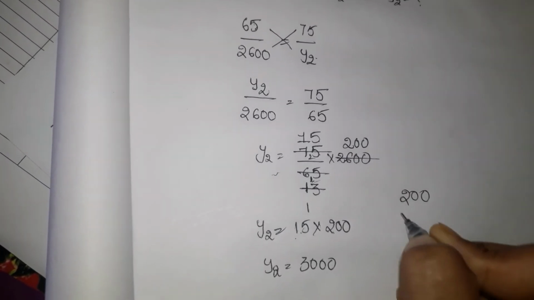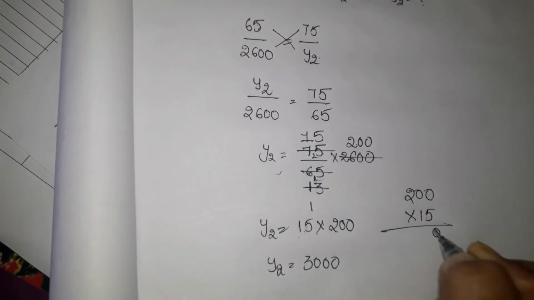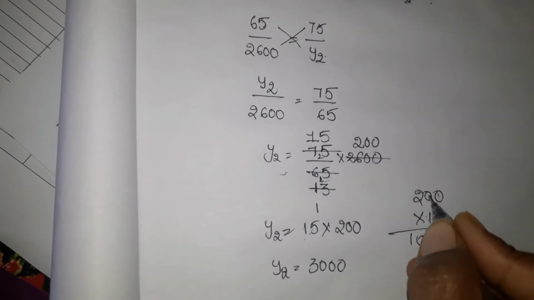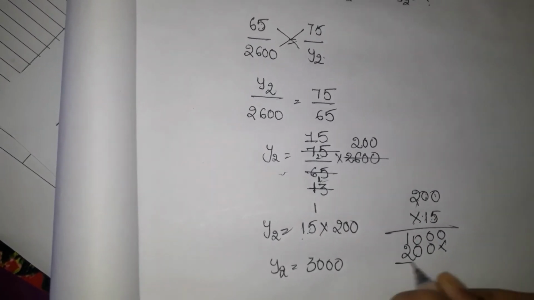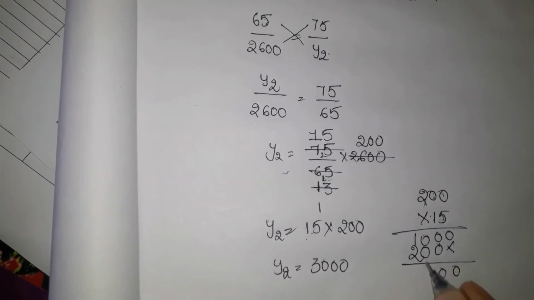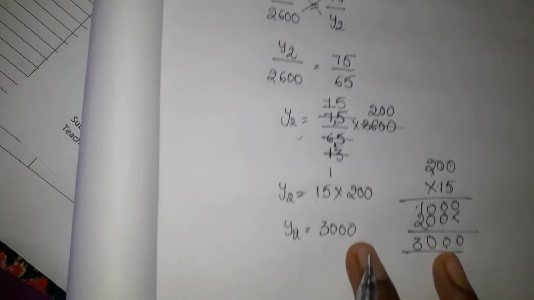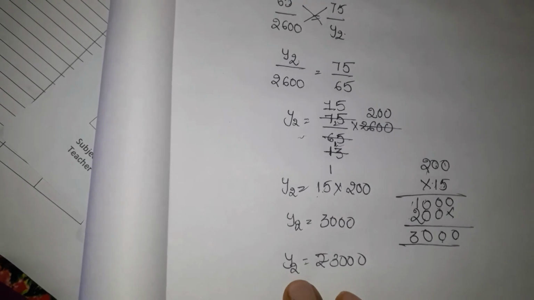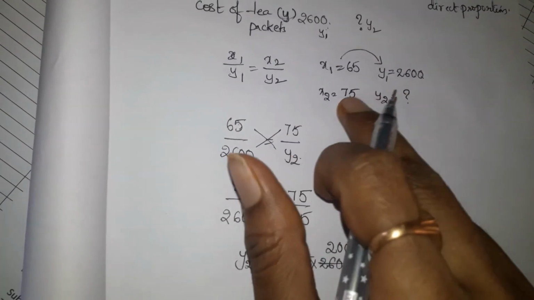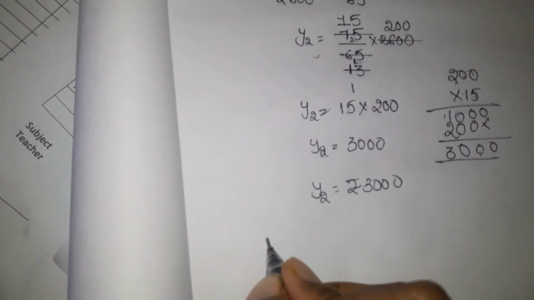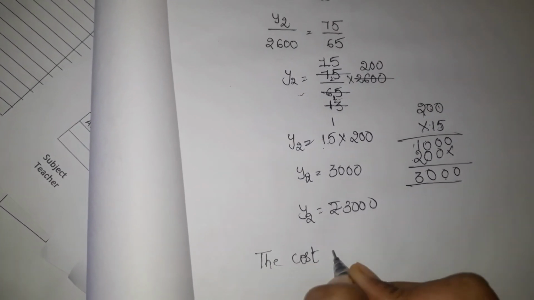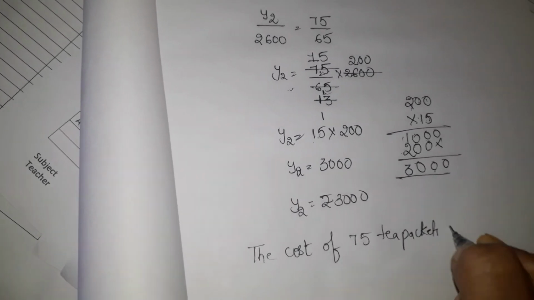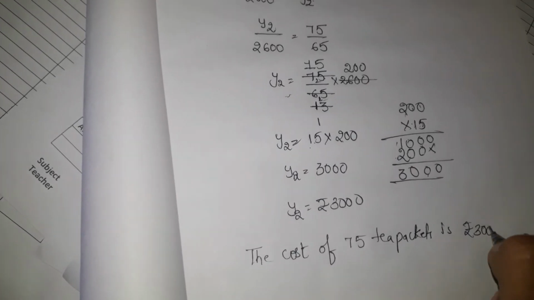You can do here 200 into 15: 5 zeros are 0, 5 zeros are 0, 5 twos are 10. Again 1 zeros are 0, 1 zeros are 0, 1 twos are 2. 0 0 0, 1 plus 2 is 3, it means 3000. So y2 equals rupees 3000. Actually what is y2? y2 is the cost of 75 such packets, right? So the cost of 75 tea packets is rupees 3000, right?